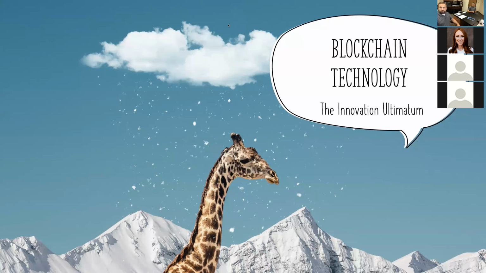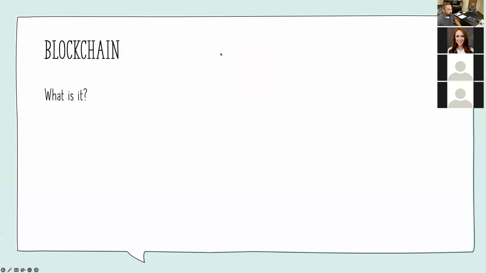All right, guys, we are going over blockchain technology today from the Innovation Ultimatum. I read through the Innovation Ultimatum chapter and did a little more research on this one, because the Innovation Ultimatum does a good high level, but it's good to have a deeper understanding of the blockchain technology and what it is.